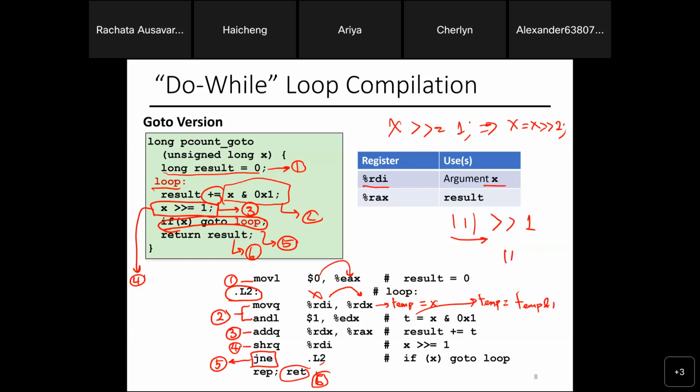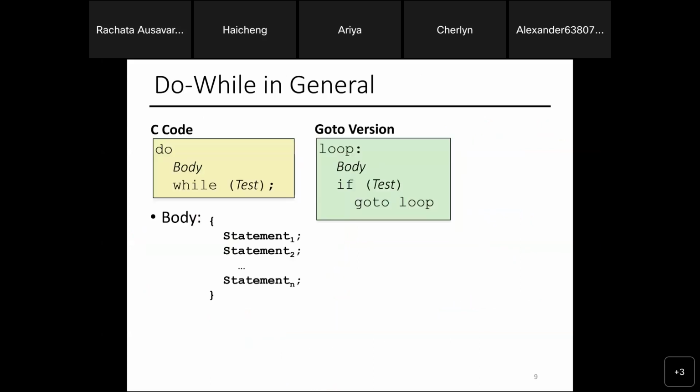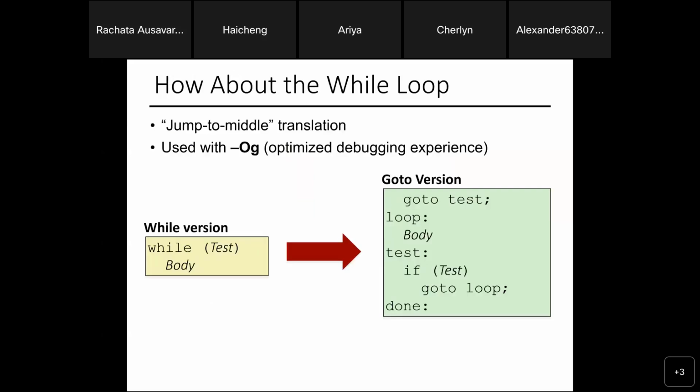So that's a do while, right? In general, let's say you write any program and you have a do while loop, and you have to convert that to assembly. The recommended strategy is to build the goto version from your C code. So it becomes a loop label, some name, then the body of the loop. Then an if: if that condition is true, go back to the body of the loop. That's it. That's how you can convert a do while loop into the goto version. And the body is basically whatever goes in your loop.